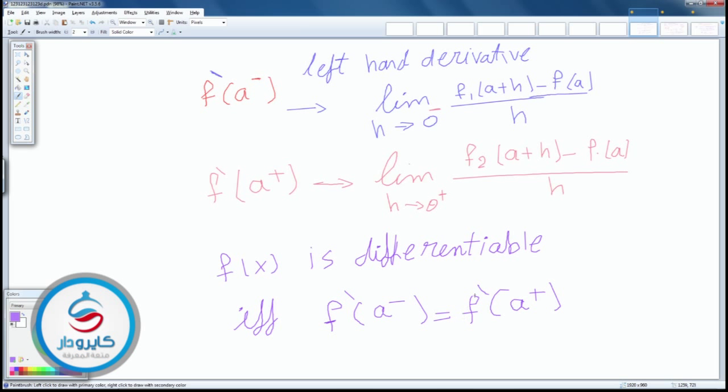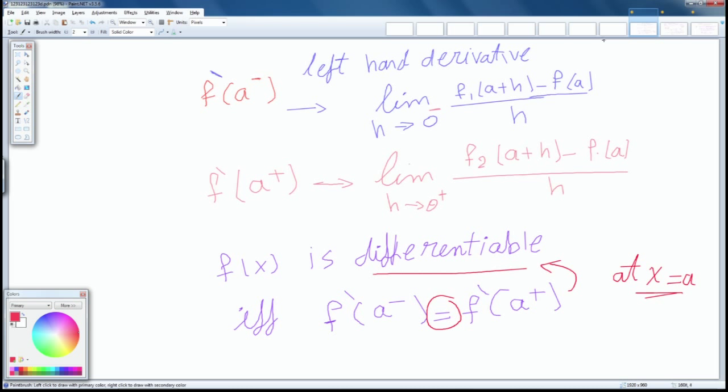طيب لو هما مش equal يبقى بنقول ان هي not differentiable. يبقى عندي دلوقتي الرايت ديريفاتيف equals الليفت ديريفاتيف يبقى على طول الفانكشن مالها differentiable at x equals a. طيب لو الديريفاتيف ده not equal الديريفاتيف دون يبقى بنقول ان الفانكشن not differentiable.